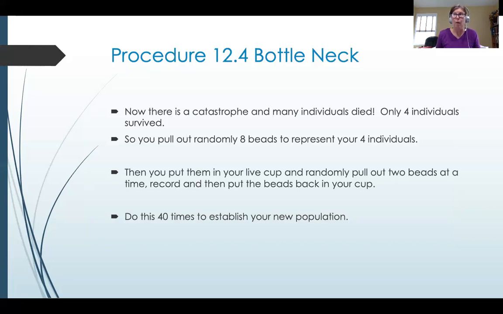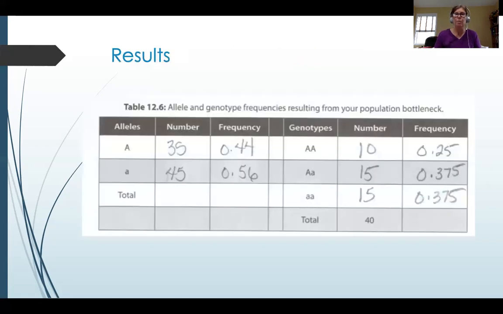And then it's like, well, who survived? Well, in this case, you only had 4 individuals survive. So you're going to randomly pull 8 beads out of your population and put them in the live cup, and that's what you're going to pull from. And so you're going to reach in, pull 2 beads, record, put it back, reach in, 2 more beads, record it, put it back for 40 pulls. So you're going to do 40 counts and recordings.